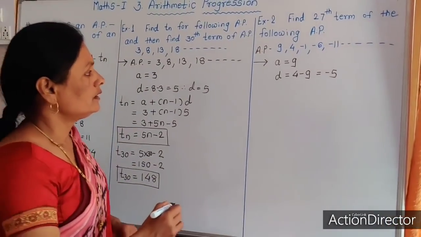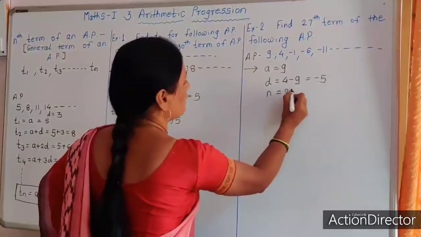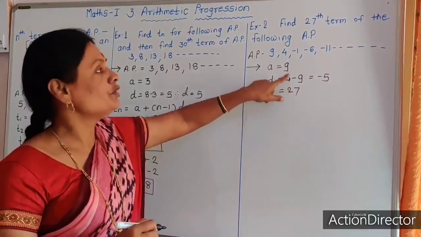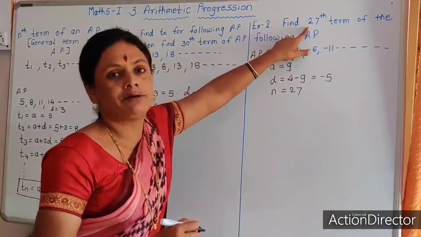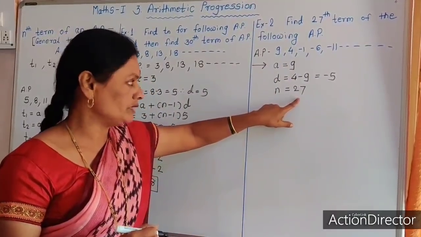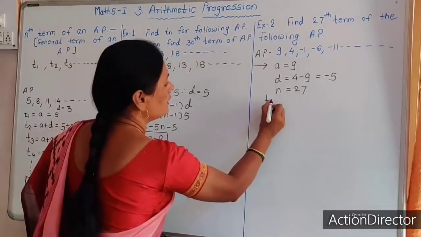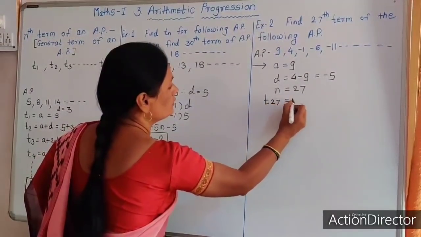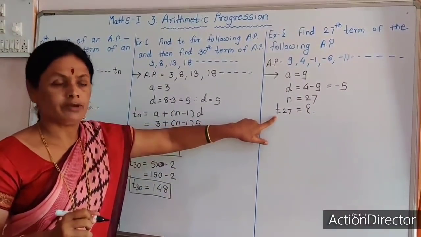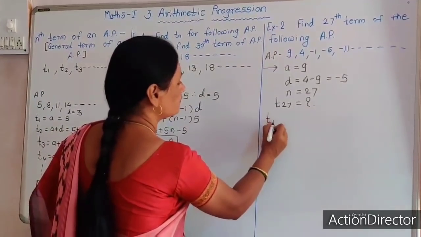And N is equal to 27, because we have to find the 27th term. Therefore, here we write N is equal to 27, and we have to calculate T27, which is equal to question mark. Now we write the formula.